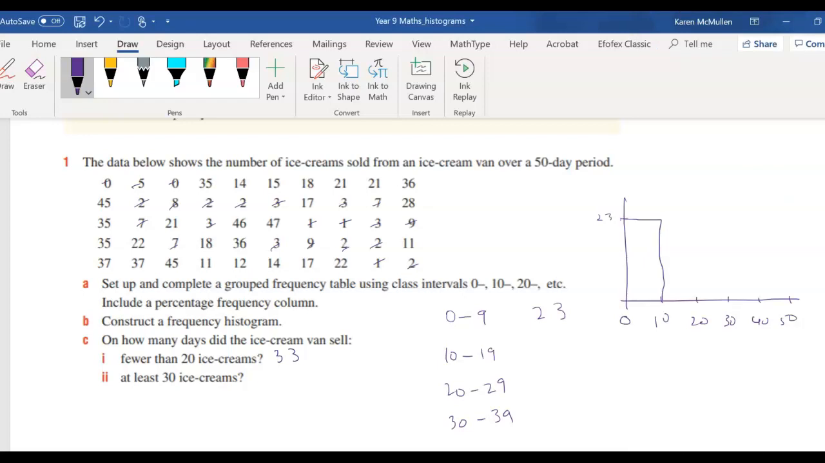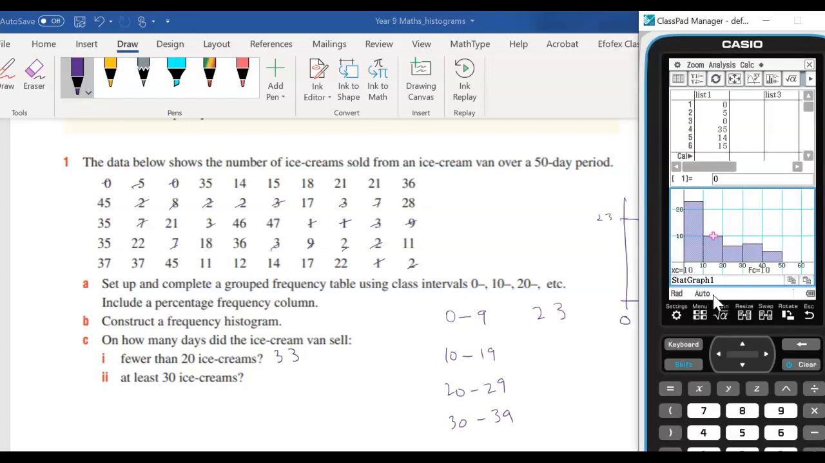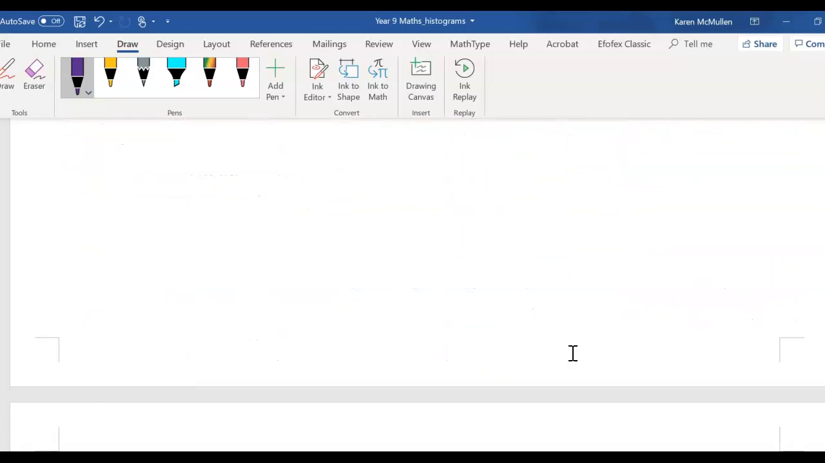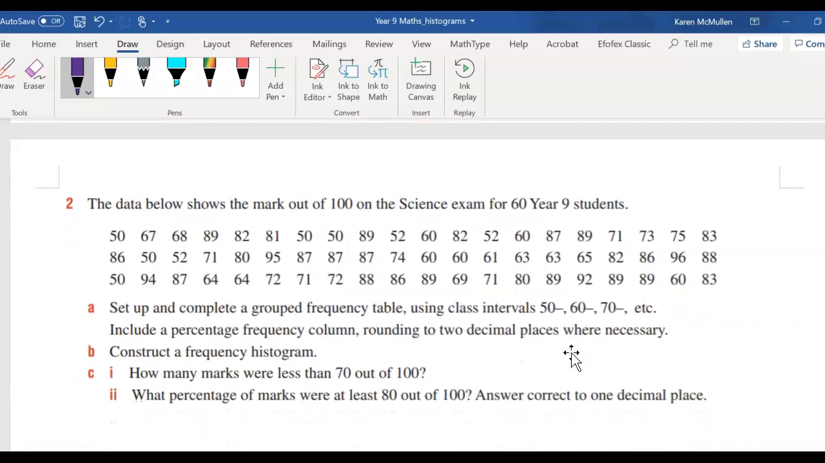And then at least 30 ice creams. So I'll just get my calculator back up. At least 30, I'm going to go here. So we've got 7 and 4 gives us 11. All right, so hopefully you've got your calculator and you can do that on your calculator. If not, it just takes you a little bit longer to do by hand.